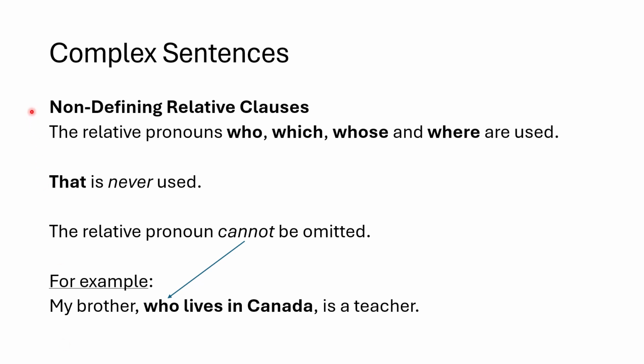In non-defining relative clauses, the relative pronouns who, which, whose, and where are used. That is never used. The relative pronoun cannot be omitted in a non-defining relative clause. For example, my brother, who lives in Canada, is a teacher. That means my brother lives in Canada, is a teacher does not make sense. There must be the relative pronoun.